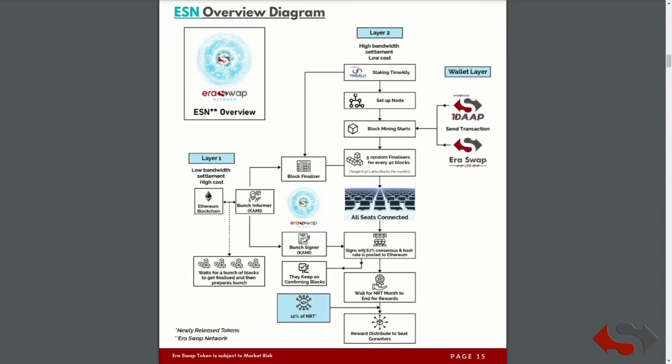Every block has 500 transactions, and 6.57 lakh blocks are being mined every month in the Eraswap network, with almost 67% consensus, and the hash is posted to Ethereum. Before anybody goes and posts a batch on Ethereum, the Kami or the batch signers are going to get signatures from everybody, and you get a message that they have got the signature. They keep on confirming the blocks forever.